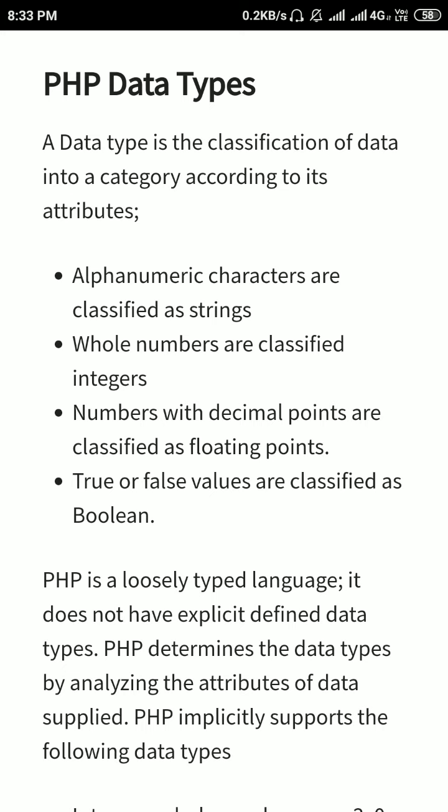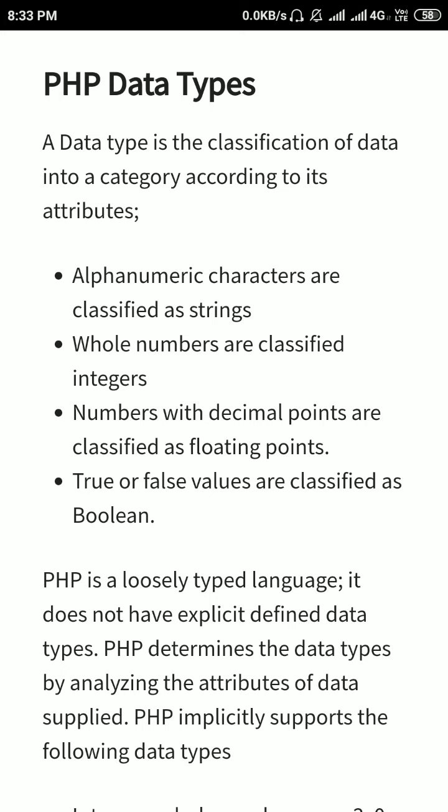which type of your value, that is, if it's a number, it is an integer value. If it's a string, it's a character value. Alphanumeric characters are classified as string, whole numbers are classified as integer, and numbers with decimal points are classified as floating points. True or false values are classified as a boolean. So PHP is a loosely typed language.